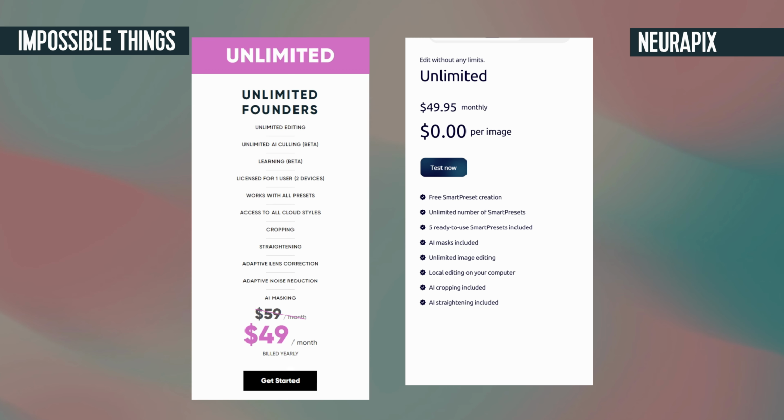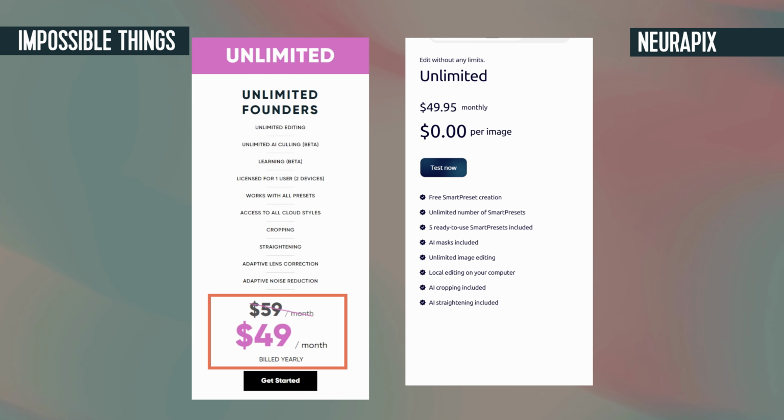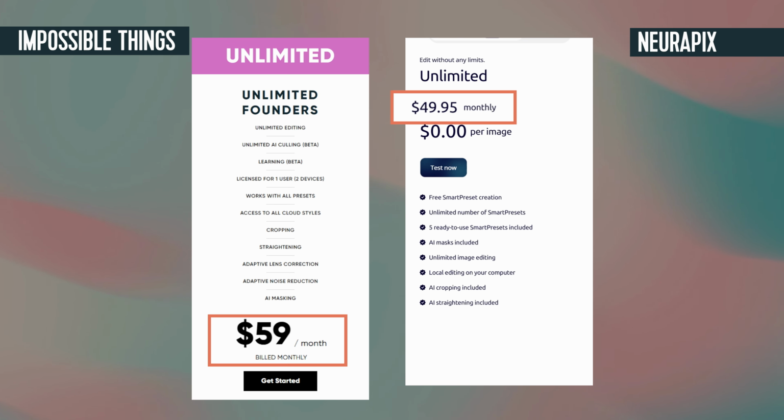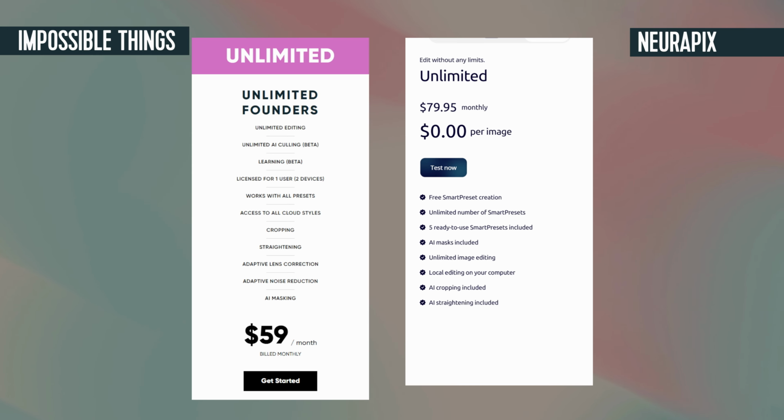Both of their unlimited tiers are about the same when paid annually at $49 for Impossible Things and $49.95 for Neurapix. If we wanted to do monthly, the pricing for Impossible Things goes to $59 a month, and Neurapix jumps way up to $79.95. So a pretty big consideration there. They both offer pretty much the same features with their unlimited tiers, with Impossible Things adding on some adaptive features that Neurapix doesn't mention. What Neurapix does include is local editing with their unlimited tier, which is pretty cool.